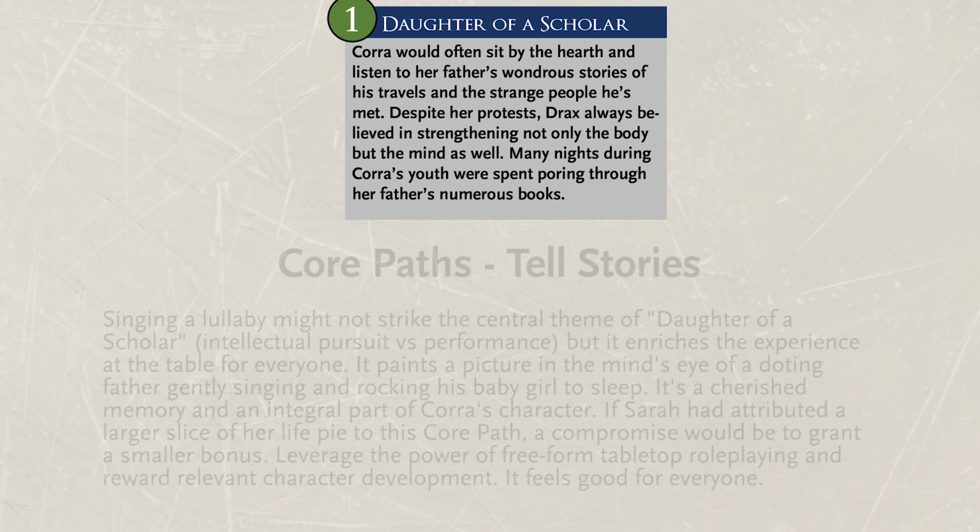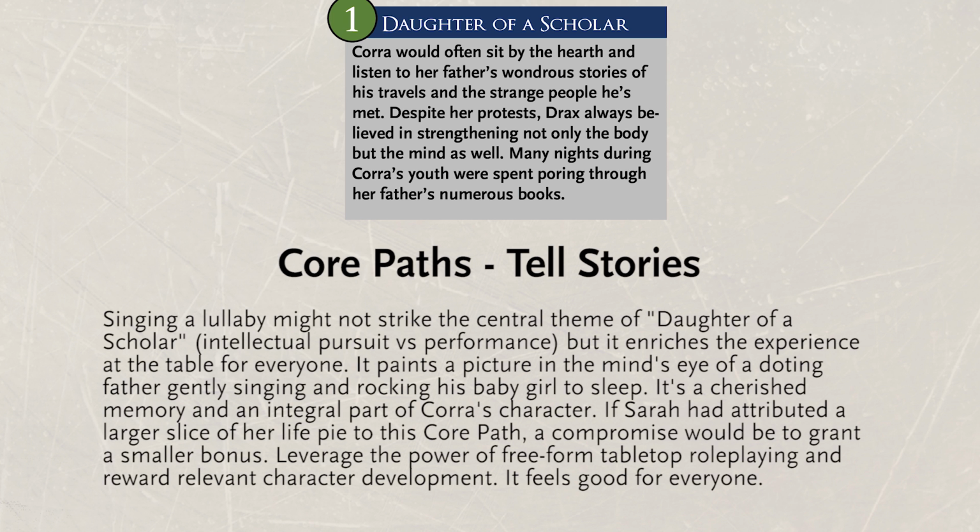An example of this core path deepening Cora's character is when Sarah uses the core path to gain a small bonus to her performing a song to calm a child that was dying in her arms. The story behind Cora being able to sing such a beautiful melody was because of the lullaby her father would sing to her before bed as she finished her readings for the night. Such a story is congruent with the core path and gets everyone to invest emotionally a little bit more into the character, which is one of the goals behind Unity.